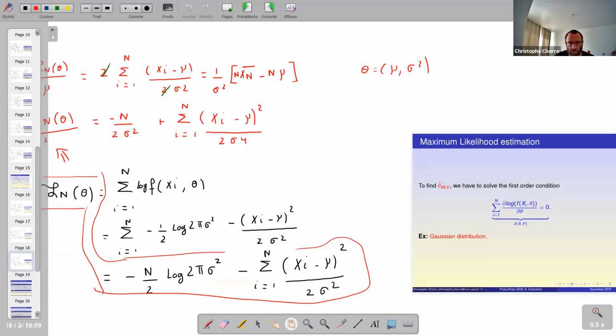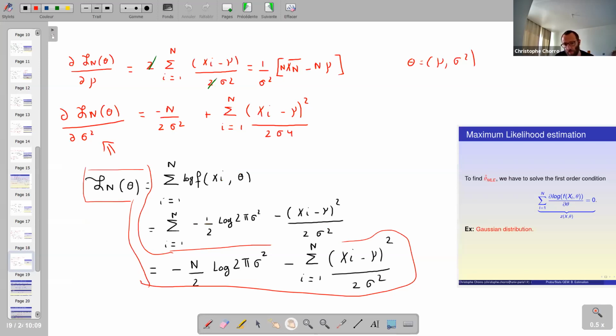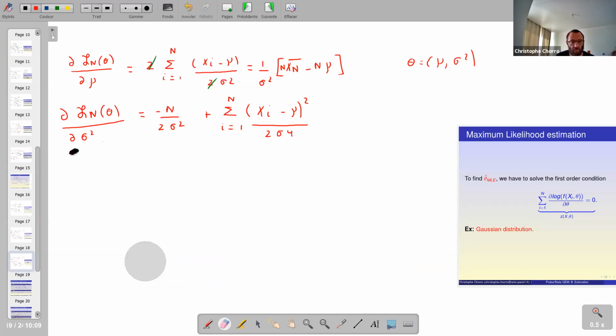So I erase this one now that I don't need because I have used it in order to compute the score, that is the vector of the partial derivatives. And I want to make the first order condition. I have two conditions here because I have two parameters. The first one is 1 over sigma hat square, n times (x̄n minus mu hat) is equal to 0, because I want the point where this one vanishes. Excuse me, I also have sigma square hat here.